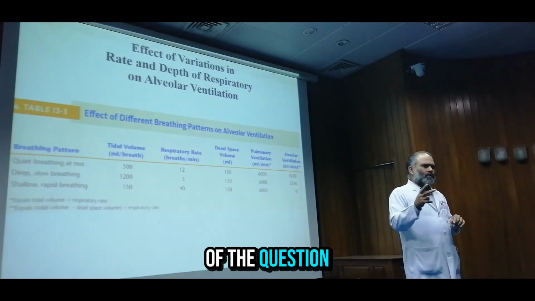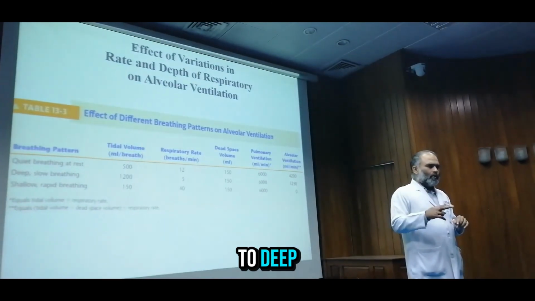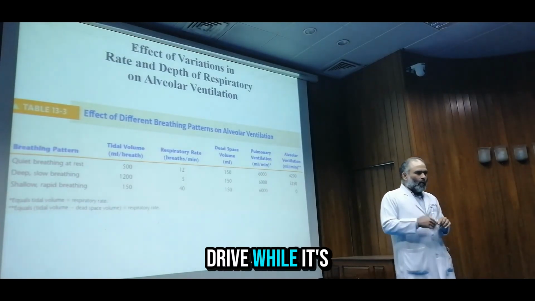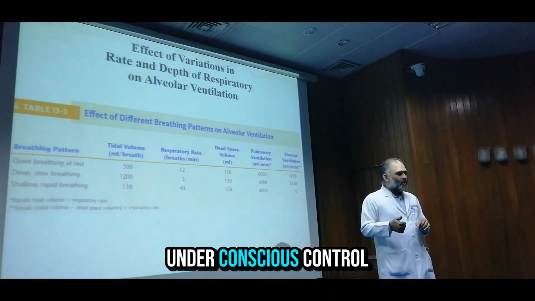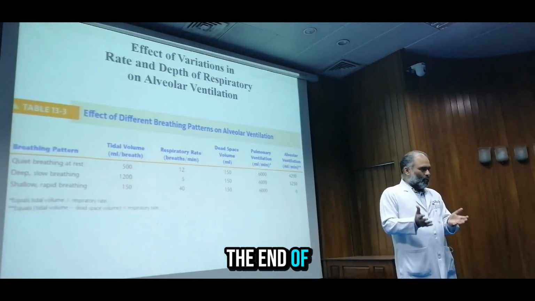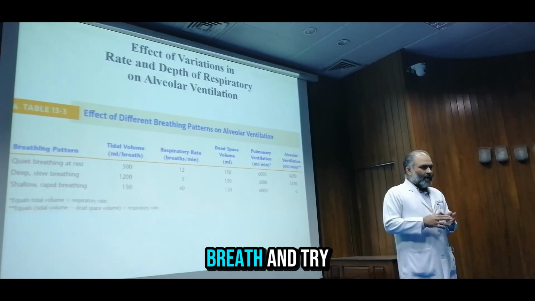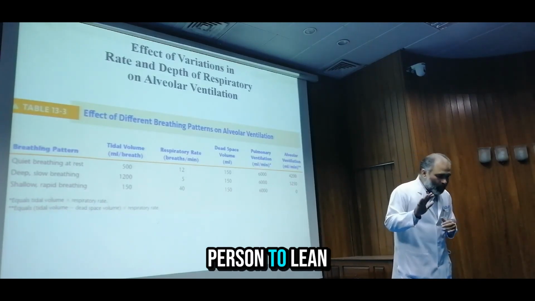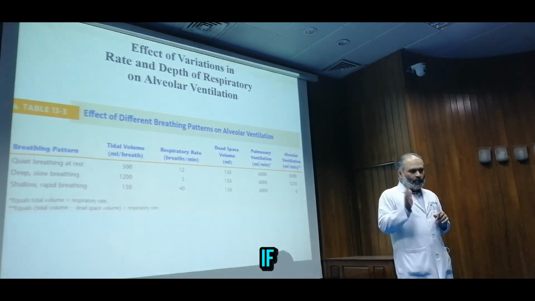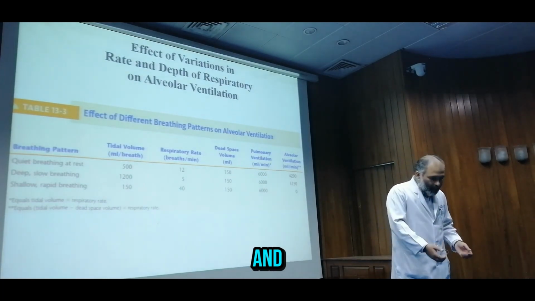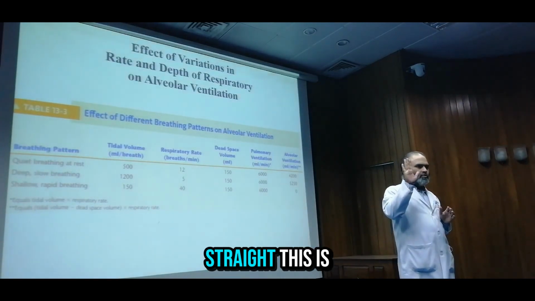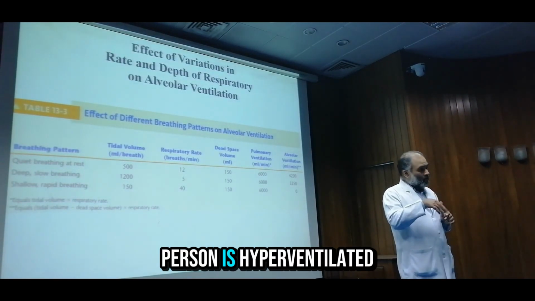The second part of the question was switching from shallow to deep. Well, that's a decision, isn't it? Because respiratory drive, while it's automatic, is also under conscious control. So you tell the person, okay, calm down, it's not the end of the world, and take a deep breath, and ask the person to lean a bit forward, because that promotes air entry into the lung. If the person leans forward a bit, this is better as compared to sitting absolutely straight. This is difficult, especially when a person is hyperventilating.